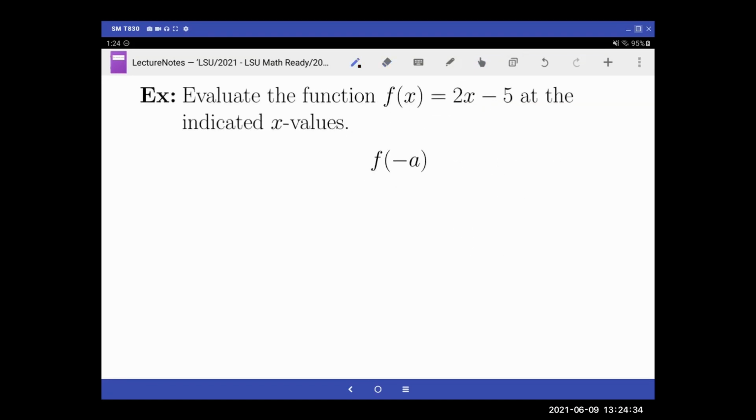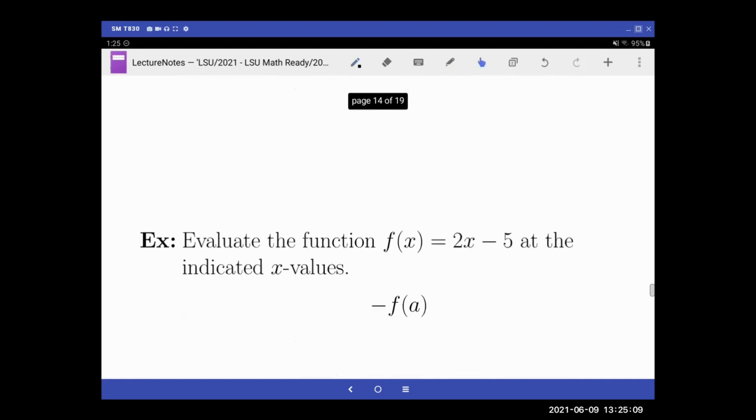This one's a little bit trickier, at least. Here we're replacing x with -a. Don't even think about that too much. Just replace the x with a -a and then simplify. So 2 times -a is -2a, minus 5. That's all you have to do there. So it doesn't have to be a number. It can be another variable. It can be several variables.